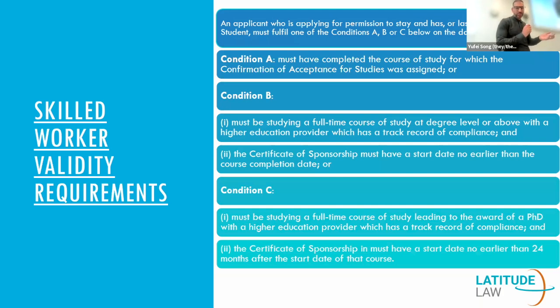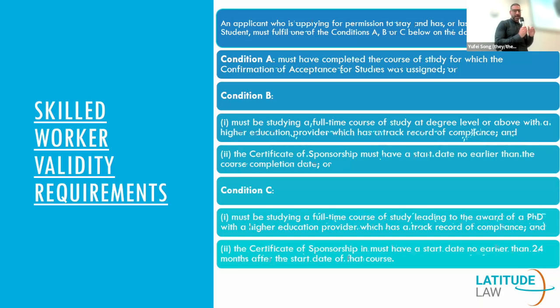So in regards to A, you have to have completed a course for which your confirmation of acceptance for studies, for example, your CAS, was assigned for. So as long as you complete your course, then you will be able to satisfy condition A and switch into the skilled worker category. Condition B is broken down into 2 parts. So you must be studying a course at a degree level or above with a higher education provider with a track record of compliance. So as long as you're doing a bachelor degree or above at the University of Manchester, for example, which has got a track record of compliance, then that will satisfy number 1 of condition B.